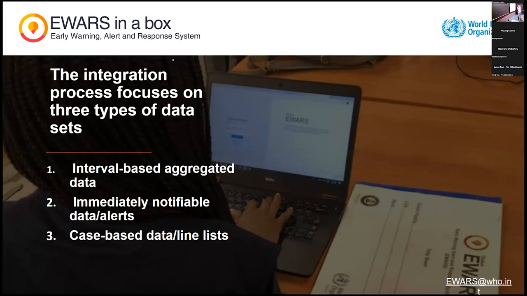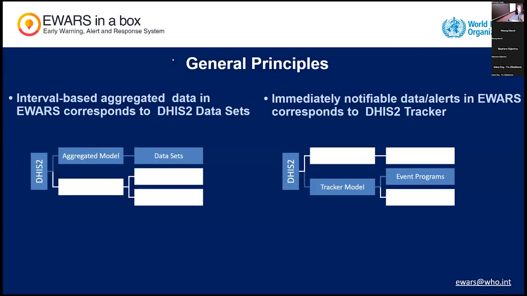For the integration process, we are using three types of data set. We can have interval-based aggregated data sets that are adapted for epidemic-prone diseases. It might be daily, monthly, or weekly. We have immediately notifiable data, like diseases of immediate notification based on the IHR regulation. We can also have the alert system, based on the thresholds in the national guidelines of countries, where when the threshold is reached, an alert is generated in the system that needs to be processed to see how the data can be handled. And we can have case-based data or line lists. For example, we can have information about event-based surveillance.